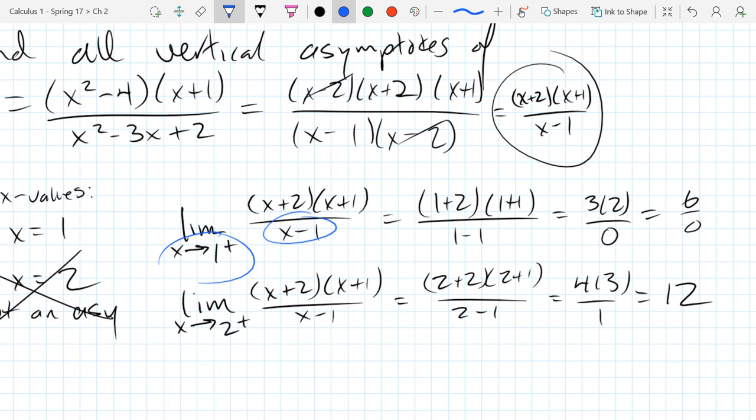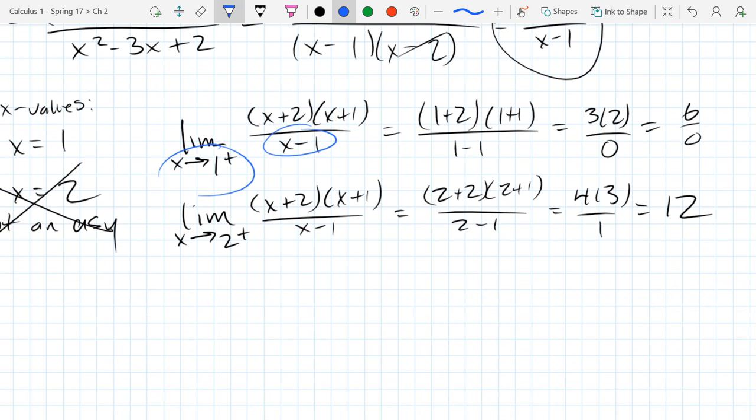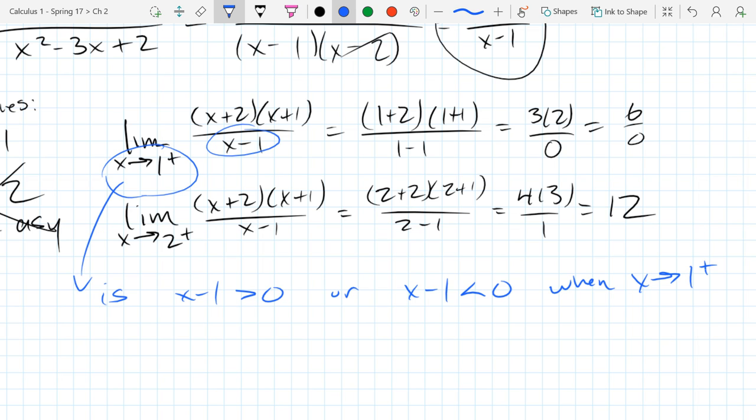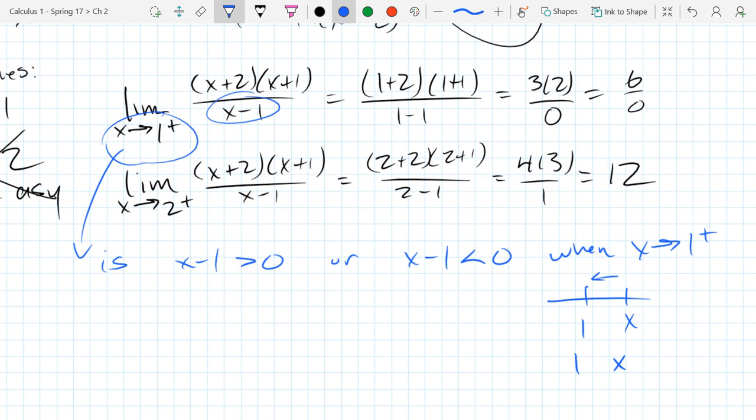So let's figure that out. It'll probably be positive, but let's figure out: is x minus 1 greater than 0, or is x minus 1 less than 0 when x approaches 1 from the positive side? What does it mean to approach 1 on the positive side? Here's 1, here's x, and x is going to the left from the right. It's approaching from the right, from the positive side. If I write an inequality for 1 and x, which one is bigger? x is bigger, so x is greater than 1. That's what it means to approach from the right side.